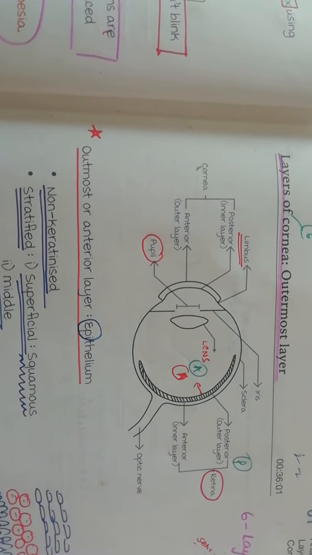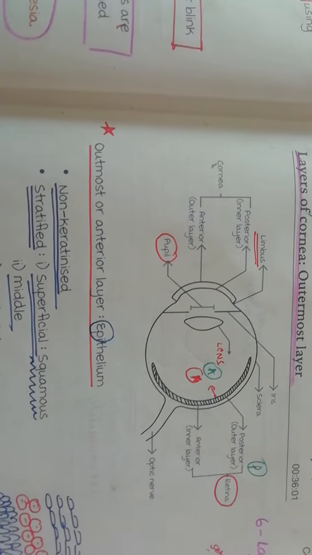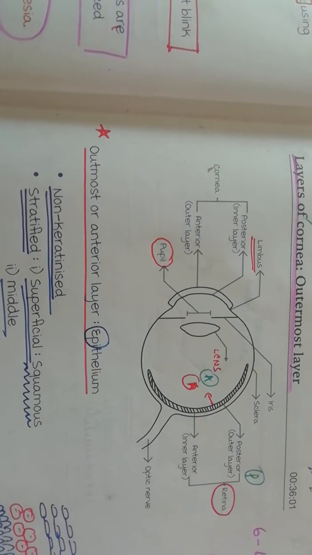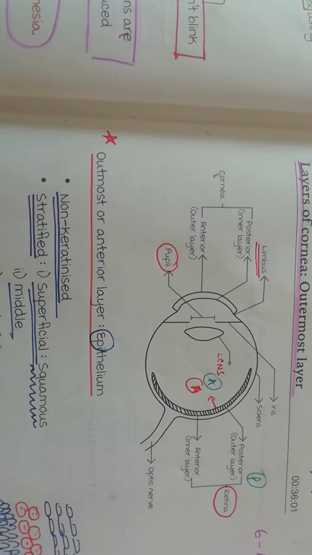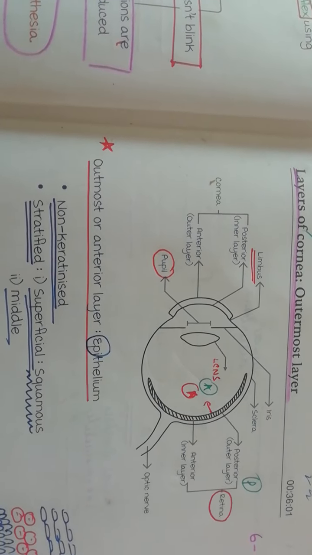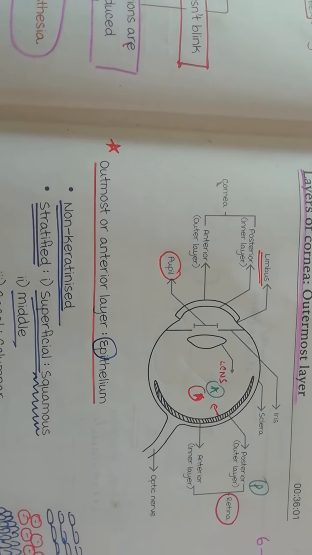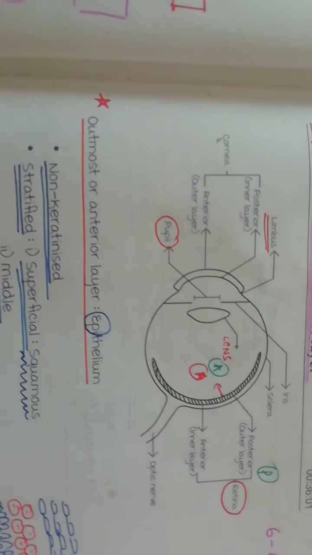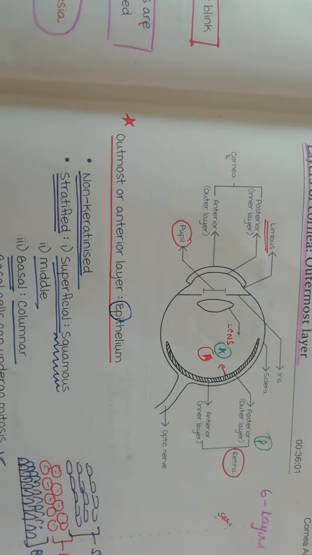In this video, I'll be talking about the layers of the cornea, where I'll be speaking about the outermost layer and the Bowman's layer. So, let us look into the first important points, and let me read the points written here.